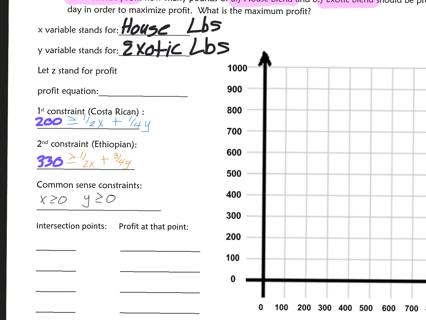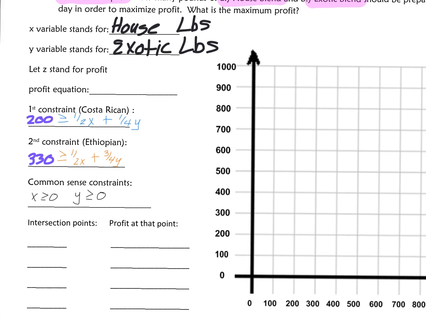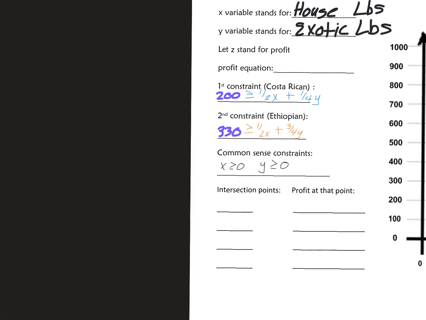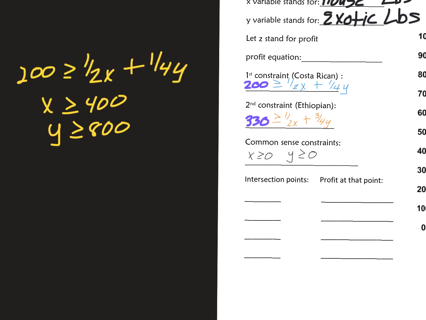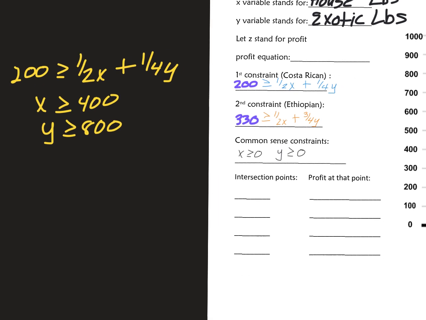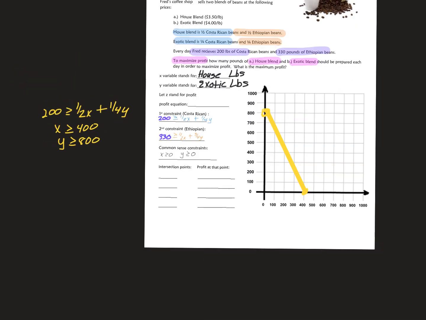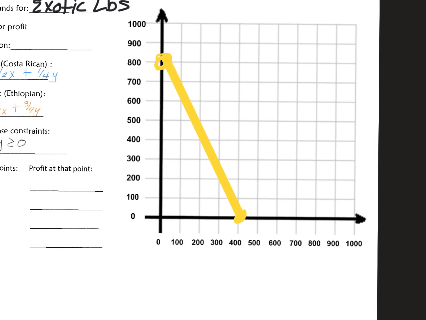So let's graph this. That's why the graph only has positive values, because there's no reason for us to have any negative values, and it's because of that common sense constraint. So I am going to use intercepts to graph my two inequalities. The first one, I get my x-intercept is 400, my y-intercept is 800. We know we're going to connect it with a solid line, and we also know if we do a test point that 0, 0 does make that inequality true.